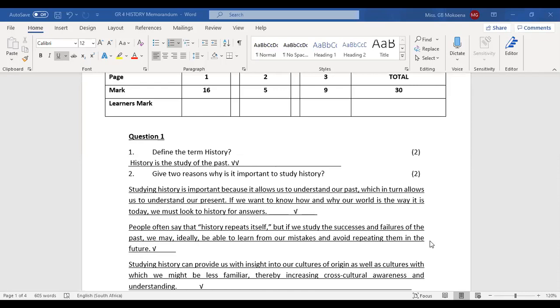Ma'am, in my paper, I said history is when you want to find out about the past. Yes, you can give yourself 2 marks. Taryn? I said it's from the past and we can learn from it. Nice, nice. You also give yourself 2 marks. Thank you, ma'am.